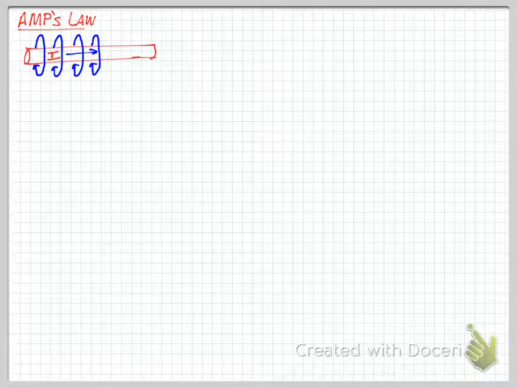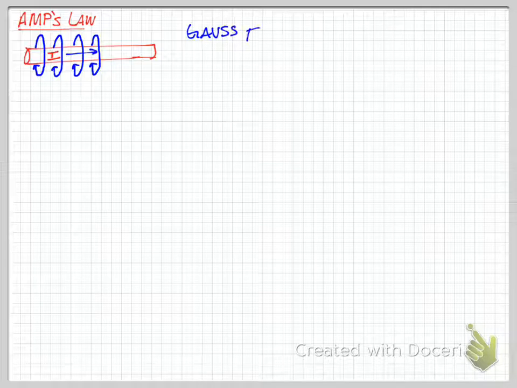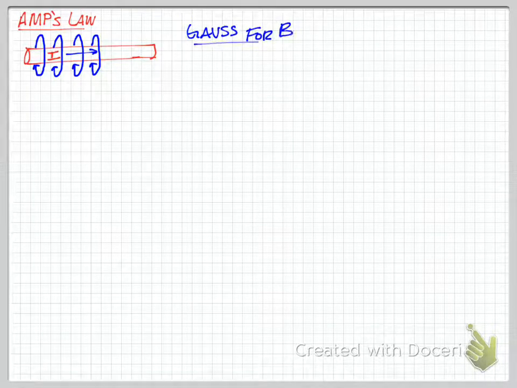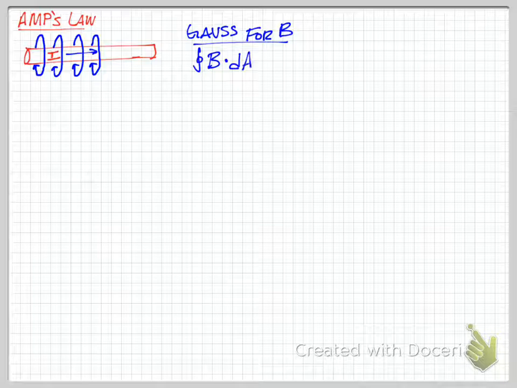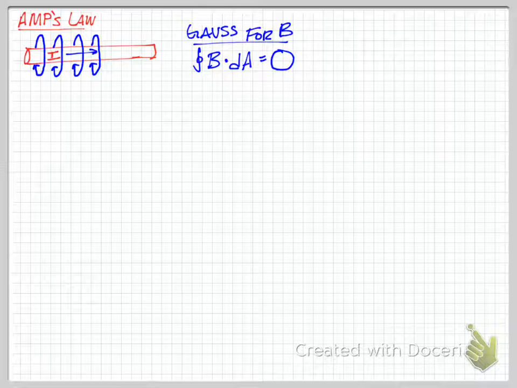If we try to do Gauss for the magnetic field, Gauss's law for the magnetic field does not yield a great result. So if we take the closed integral of the magnetic flux, B dot dA, through a surface, what we notice is that there is always going to be zero flux. The magnetic flux through any closed surface is zero because of that looping thing.